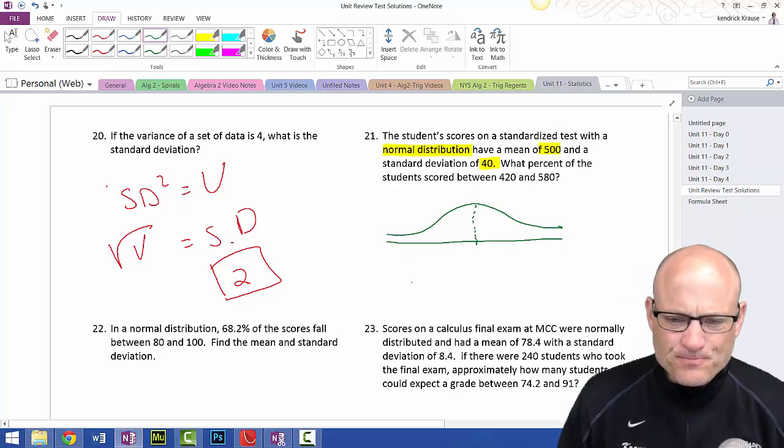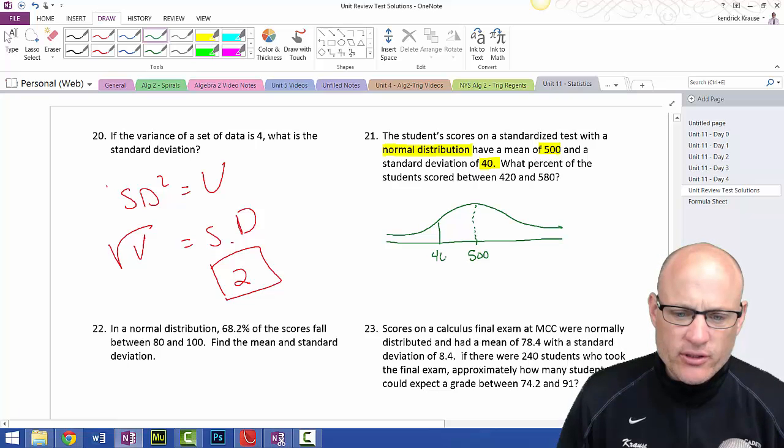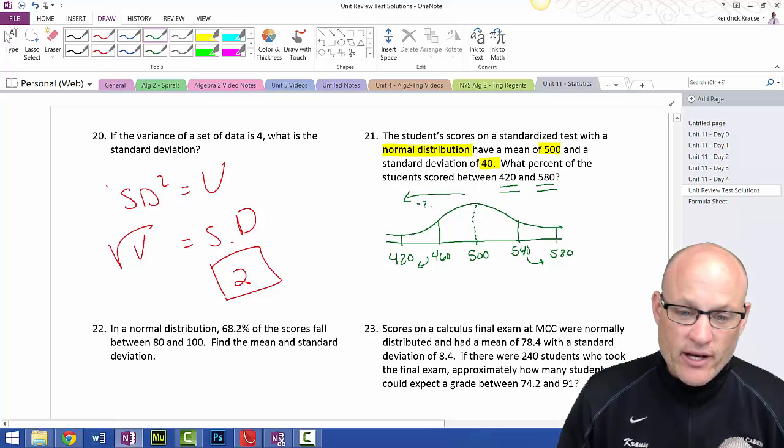I don't know. So my mean is 500. I have a standard deviation of 40, so that would be 460 and 540. But that's not what we want. We want 420 and 580, so I have to keep going. Luckily, that's just another full standard deviation down, 420, subtracting another 40, and then adding another 40, I get to 580. So in effect, I've gone 2 standard deviations to the negative and 2 standard deviations to the positive.